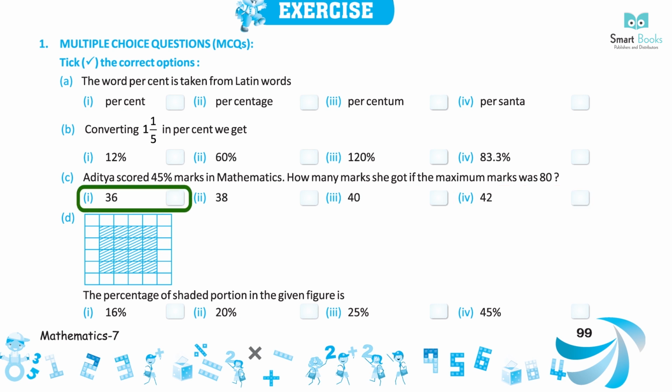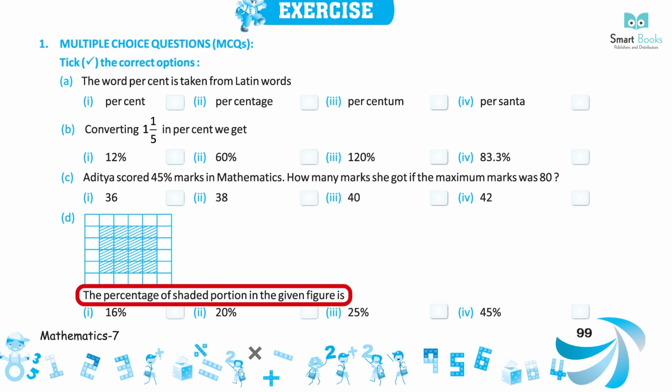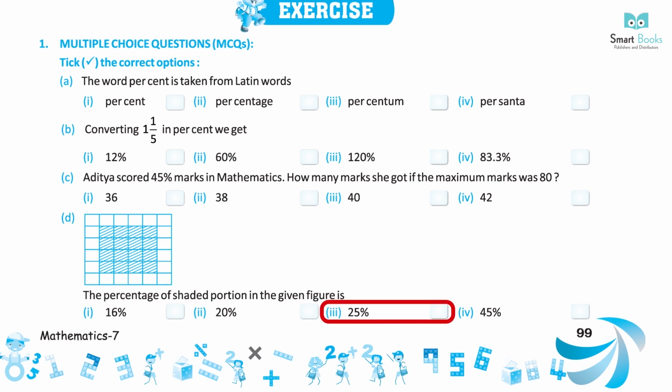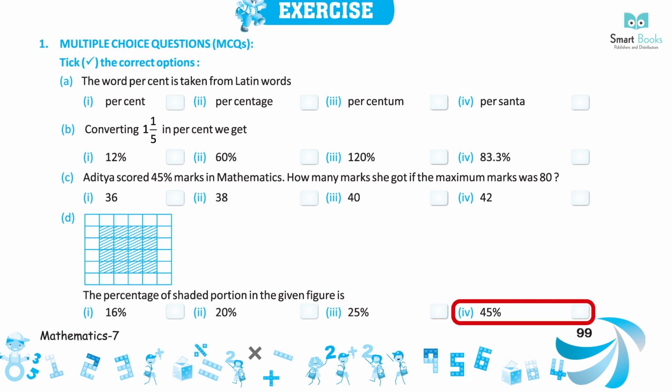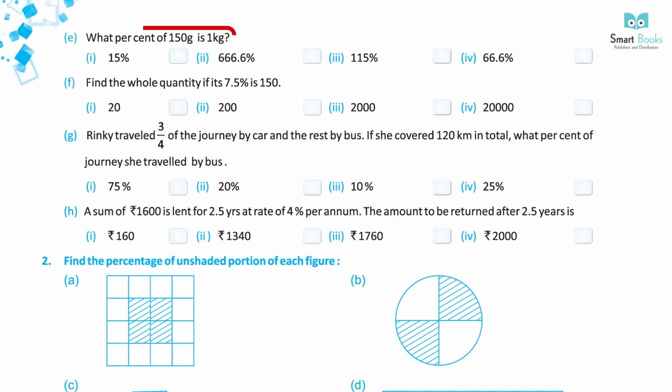Solution: first 36. D. The percentage of shaded portion in the given figure is first 16%, second 20%, third 25%, fourth 45%. Solution: fourth 45%. E. What percent of 150 grams is 1 kg? First 15%, second 666.6%, third 115%, fourth 66.6%.